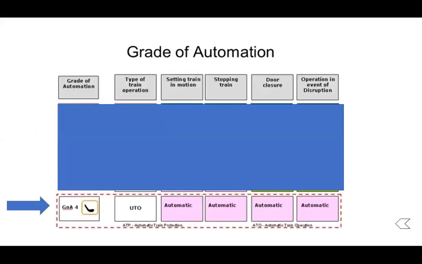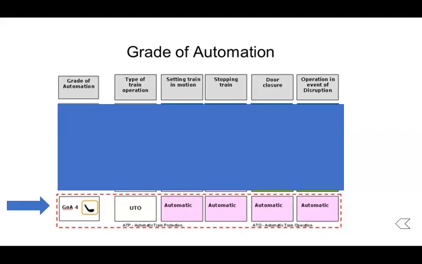What is the specialty of GOA4? We have blinded GOA1, 2, and 3, and we are showing here only GOA4, where the grade of automation deals with the type of train operation. The type of train operation is unattended train operation. Nobody is there in the cab.